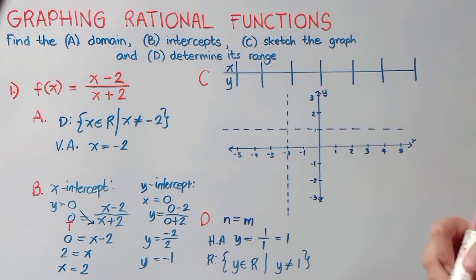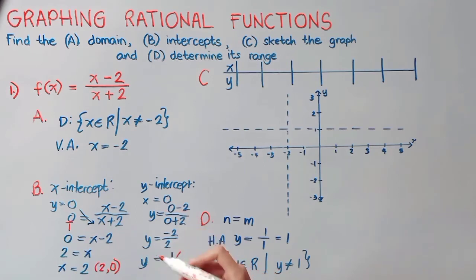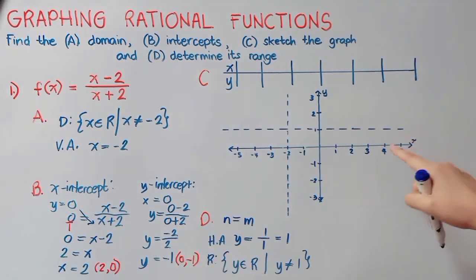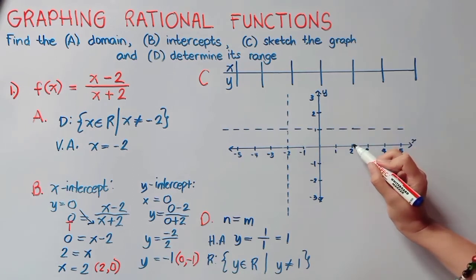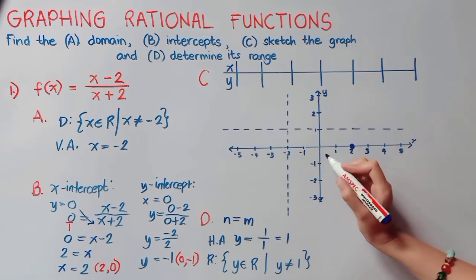So we have here, if our x is 2, our y is 0. If our y is negative 1, our x is 0. Plotting those points, it is here: 2, 0 and 0, negative 1.